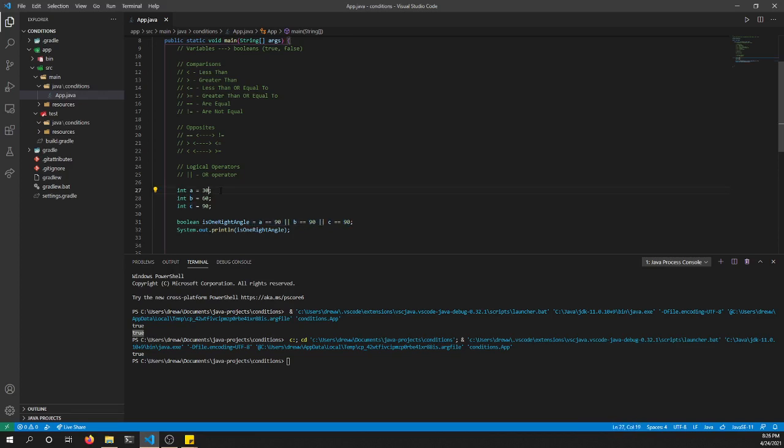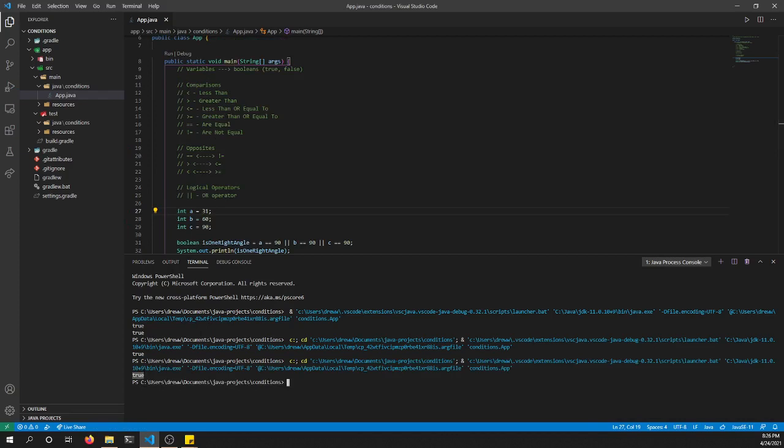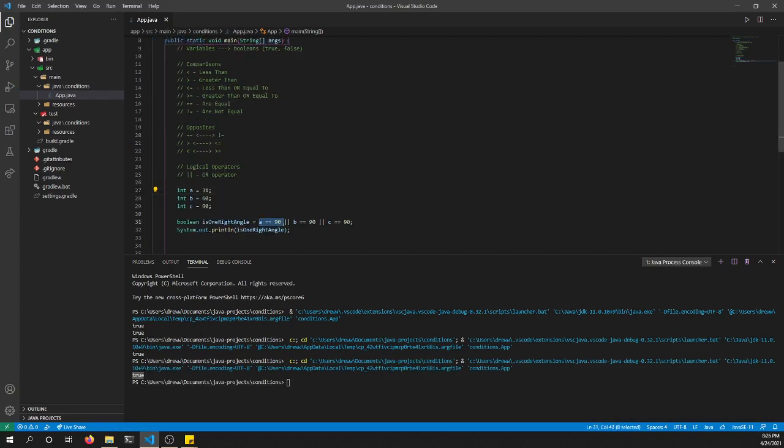So if I changed A to 31, it's still true because this is false, right? 31 is not 90. This is false. 60 is not 90. But this is true because 90 is 90. And the OR operator says at least one must be true.